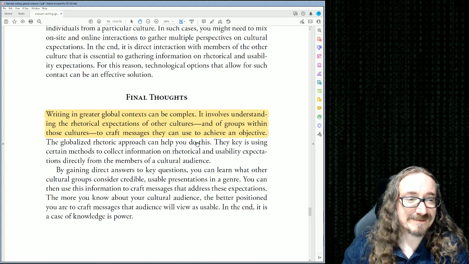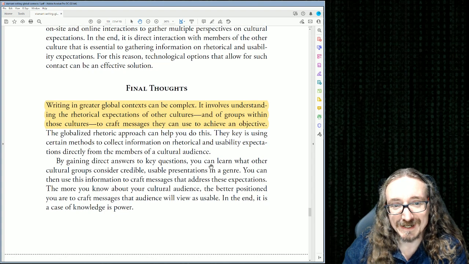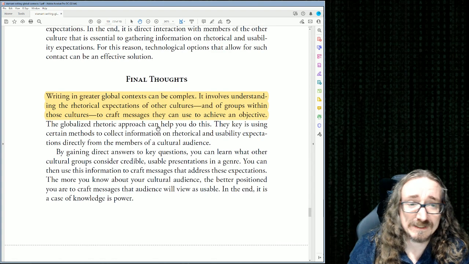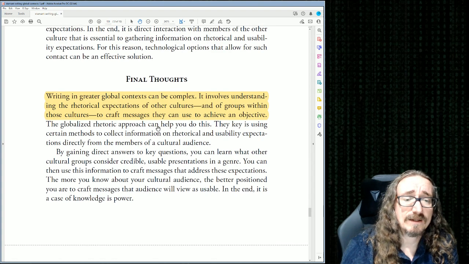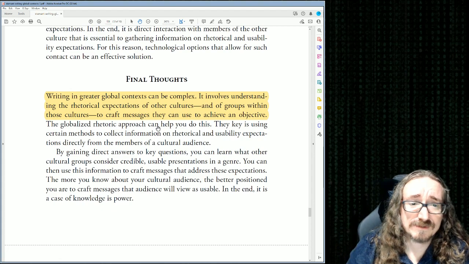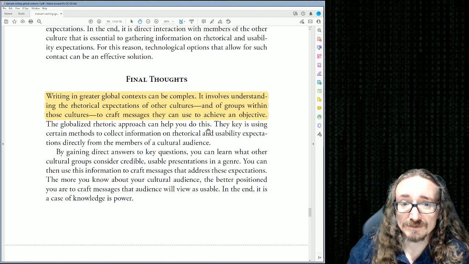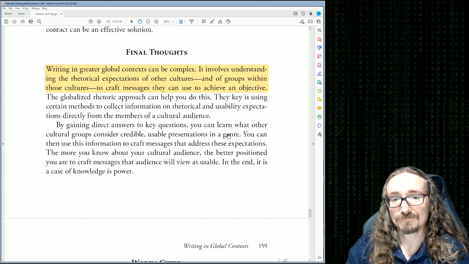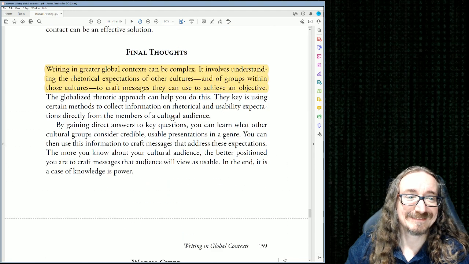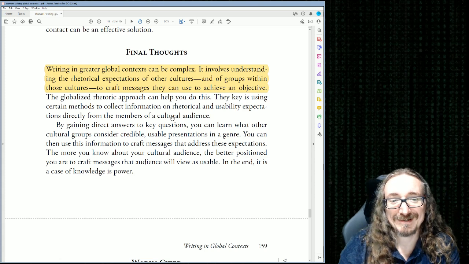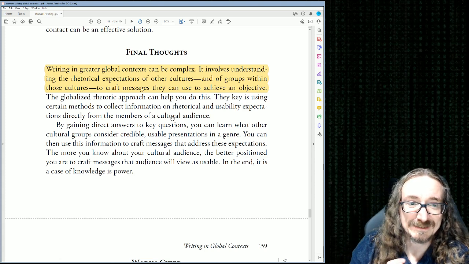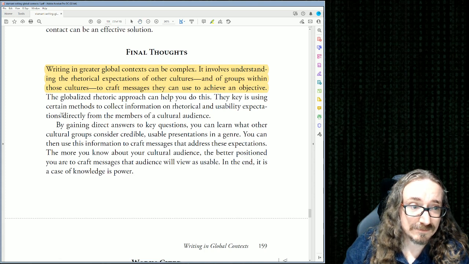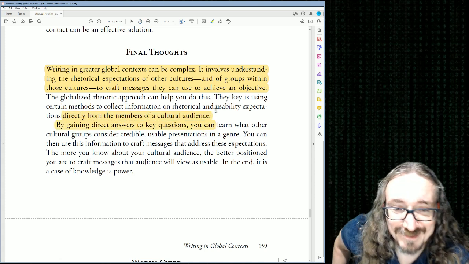All right, so some final thoughts then. Writing in greater global contexts can be complex. It involves understanding the rhetorical expectations of other cultures and of groups within those cultures to craft messages that they can use to achieve an objective. The key is using methods to collect info, yes, on rhetorical and usability expectations directly from the members of a cultural audience.